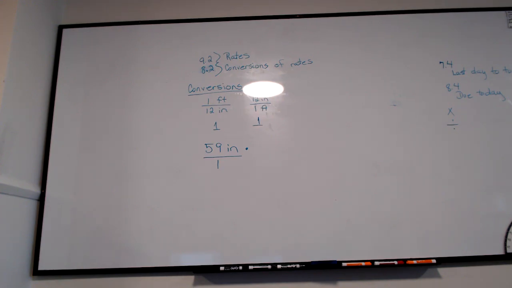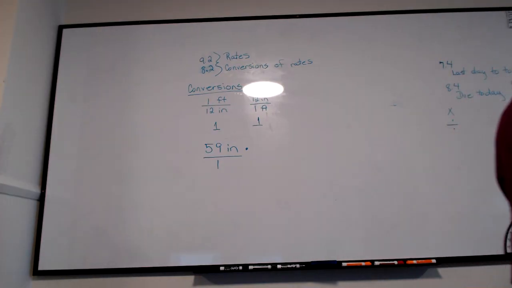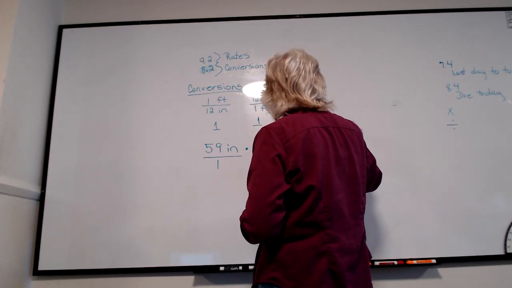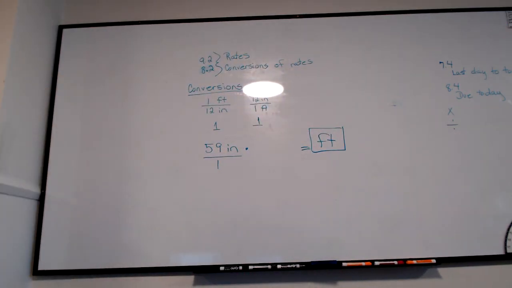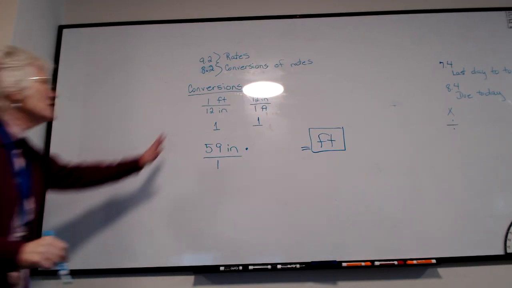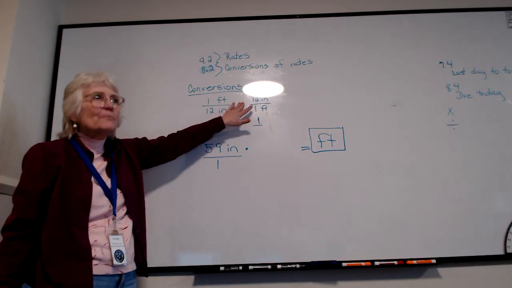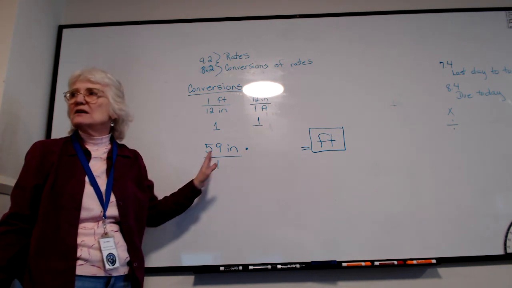It's kind of like multiplying by a whole number. It doesn't change it. But what we can do is if we have inches on the top and the bottom, they can cancel each other out. So what we're trying to do is we want to get feet. That's our answer. We just want feet. So we're going to use one of these conversion rates, but I want to end up with feet on top and the inches gone.